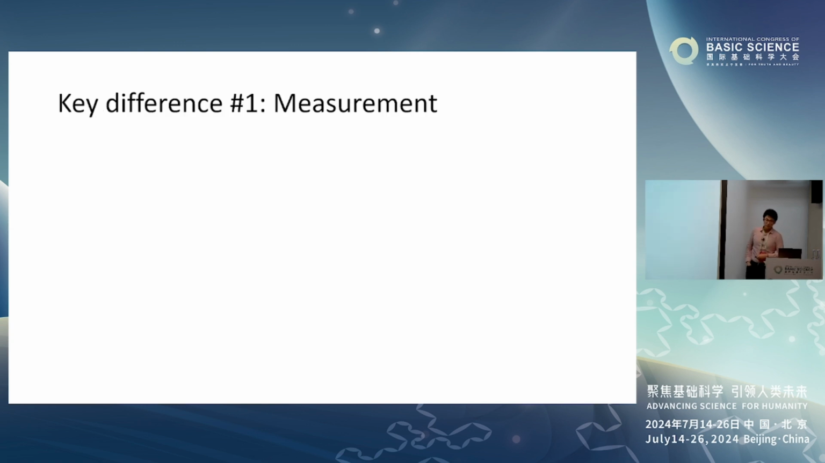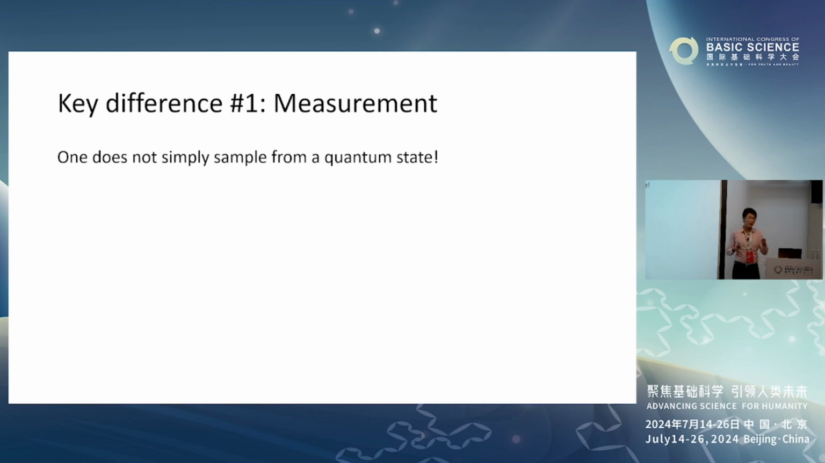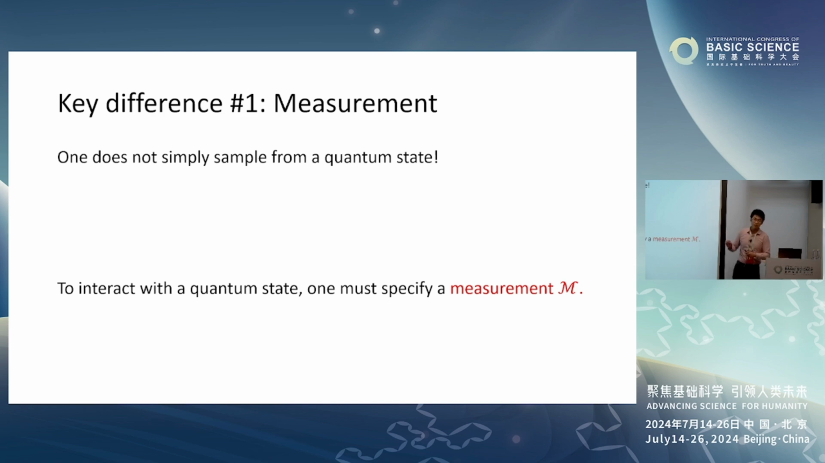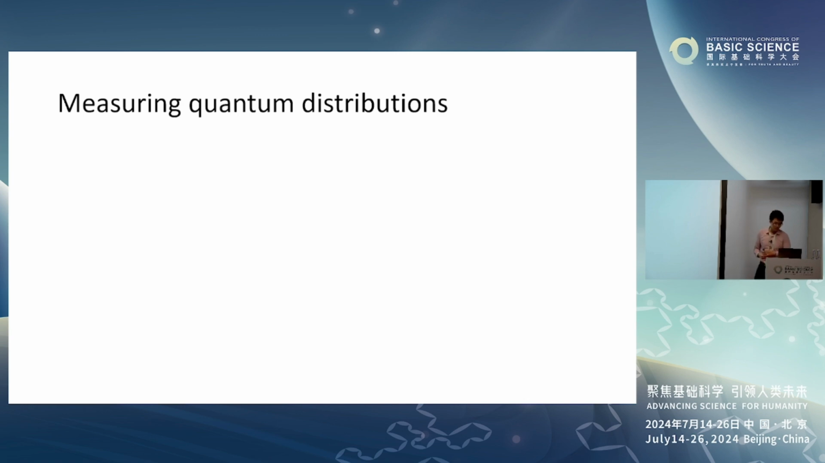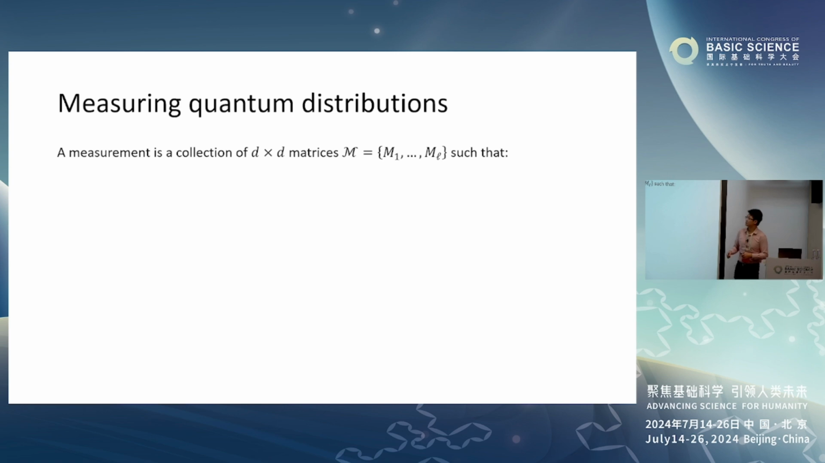The first key difference is that of measurement. In the classical world, you get samples from your probability distribution. I get element i with probability p sub i. But quantumly, you don't just sample. You have to actually specify how you interact with your quantum state. You have to specify a measurement M. Formally speaking, what a measurement is, it's a little bit complicated, but it's actually not too bad, I think. But it's a lot of words.